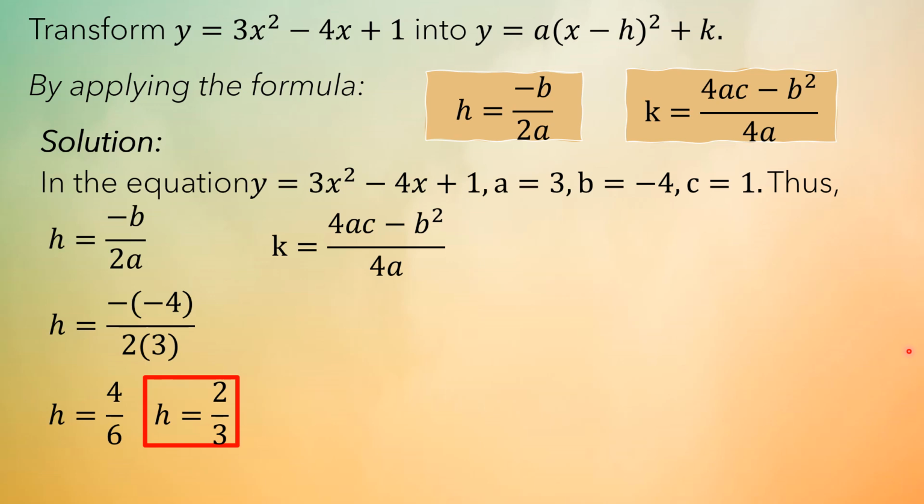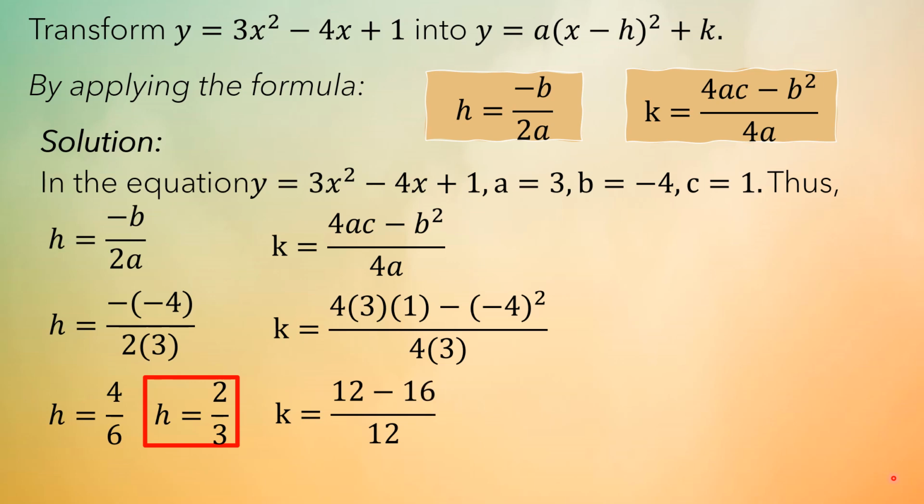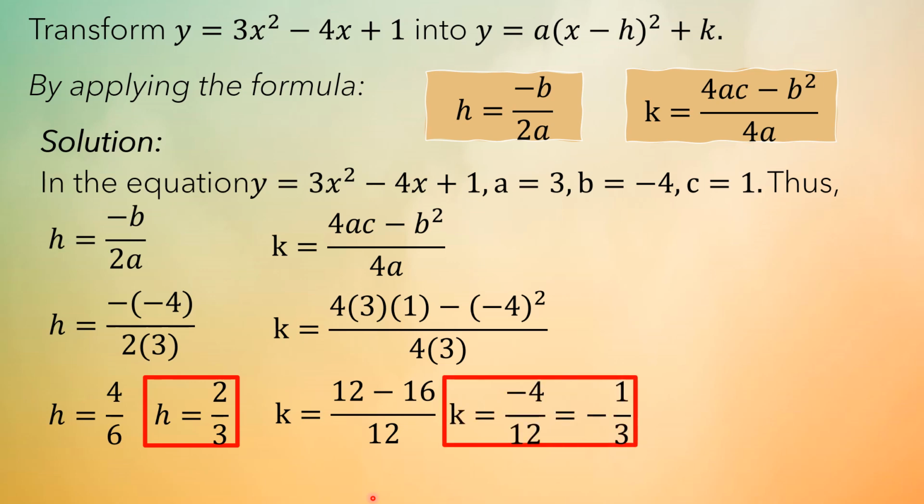Next is the value of k. Let us now substitute the values in the formula. 4 times 3 times 1 minus negative 4 squared over 4 times 3. Let us now simplify. 4 times 3 times 1 is 12 minus negative 4 squared is positive 16 over 4 times 3 is 12, yung ating denominator. So let us now simplify this. 12 minus 16 is negative 4 over 12. So, since kaya a lowest term ang negative 4 over 12, so the value of k is negative 1/3.